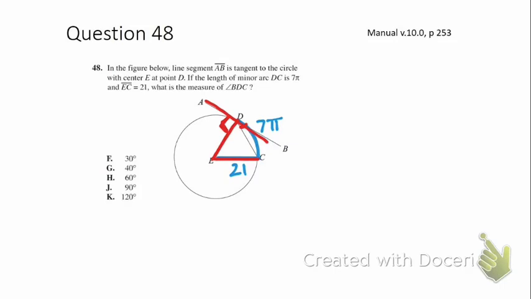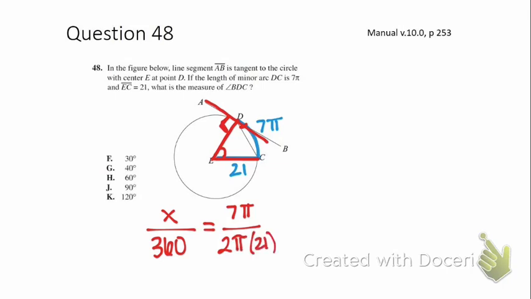So let's set up a proportion here. I can use this to find my inside angle right here. I'm going to say x over 360, because I'm going to solve for that inside angle first, is equal to 7 pi, which is the length of that arc in blue, over the circumference, which is 2 times pi times the radius, which is 21.